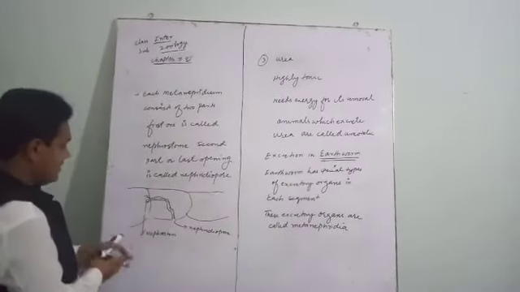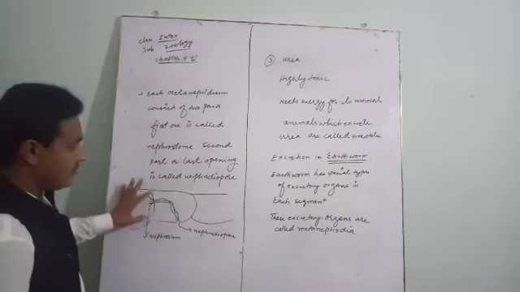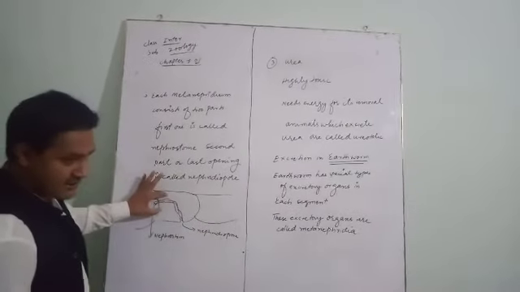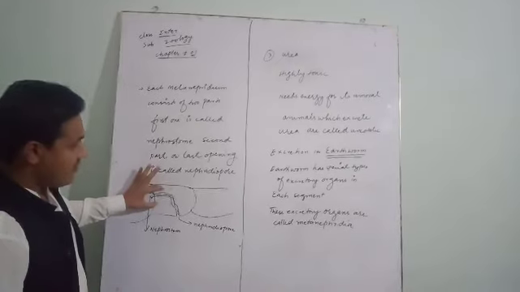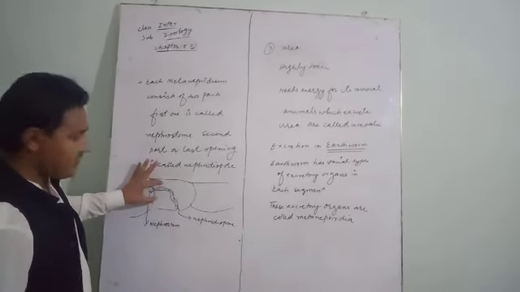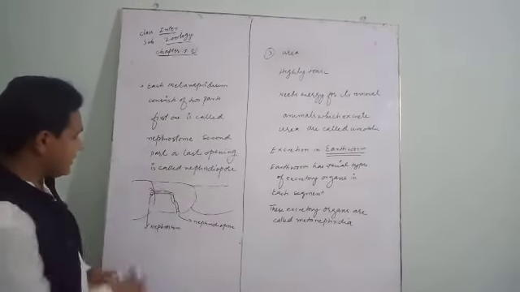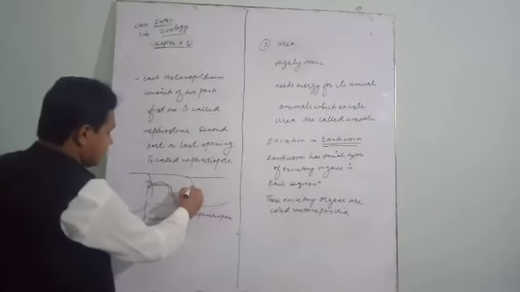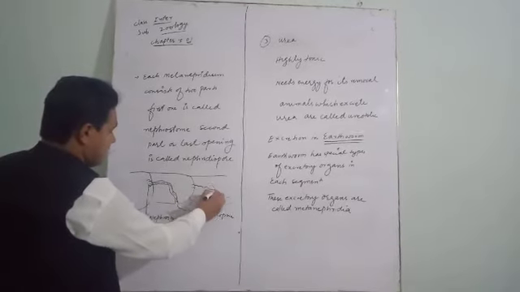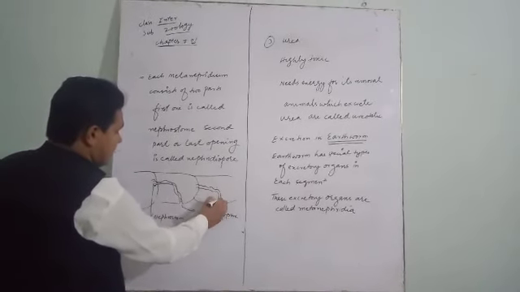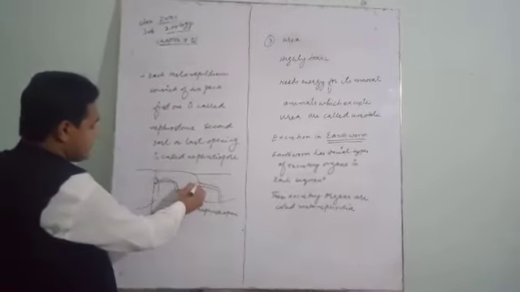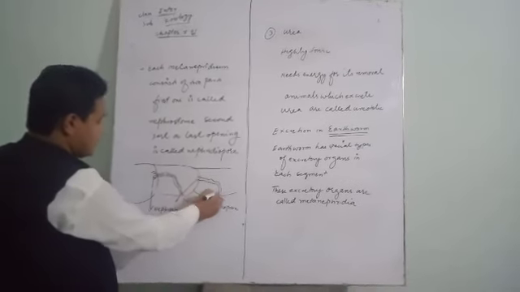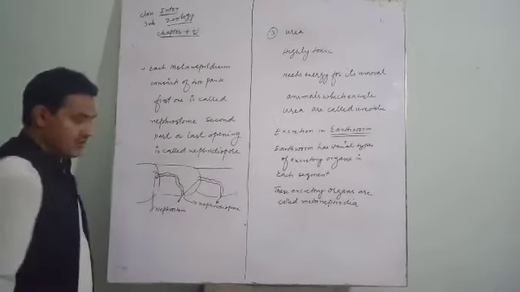These are segments. They have metanephridia. Each segment contains these metanephridia. Here is also a metanephridium. So this one is called nephrostome, and this one will be known as nephridiopore.